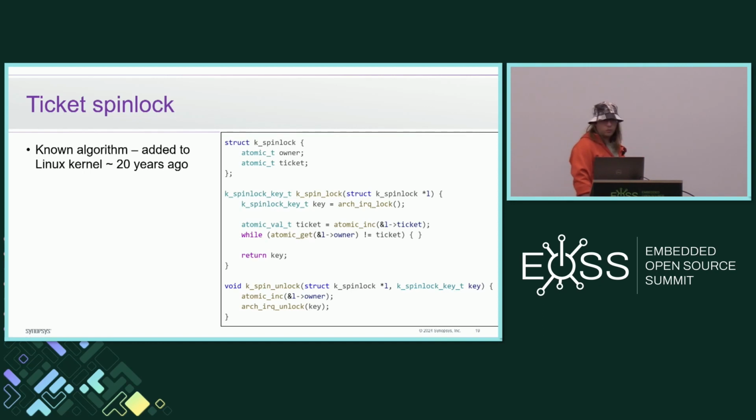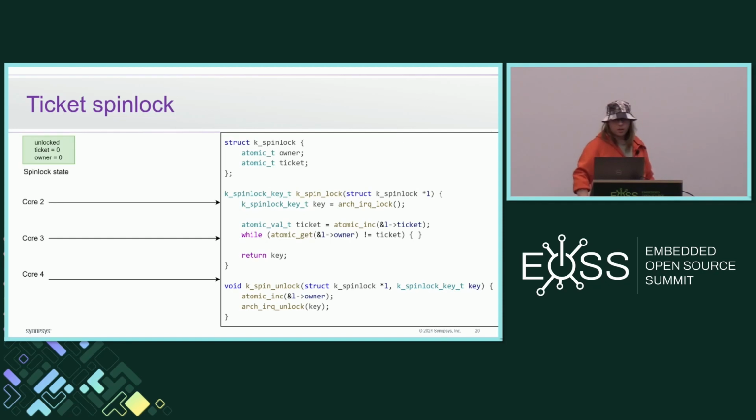It's not something new. For example, it was added to the Linux kernel a lot of years ago. So let's take a look at how it's implemented. As was done previously, we turn interrupts off in the lock function and turn them on in the unlock function. This part hasn't changed at all. In the case of a ticket spinlock, now we have two atomic variables, one for the ticket pointer, another for the owner pointer.